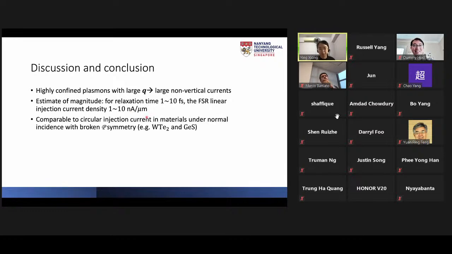This is comparable to the circular injection current even for normal incidence with broken inversion symmetry, for example, in tungsten ditelluride and germanium sulfide. We predict that this large non-vertical photocurrent can serve as a tool for plasmon detection in 2D materials.